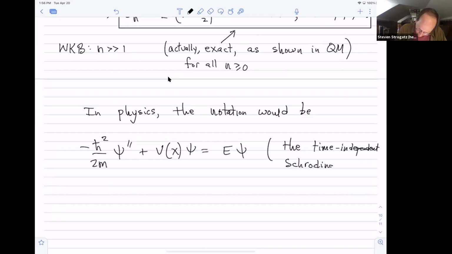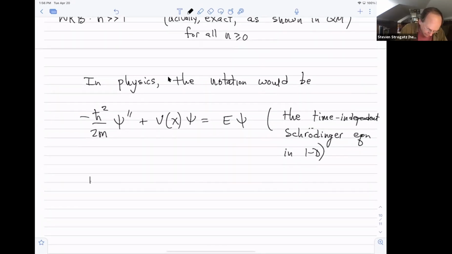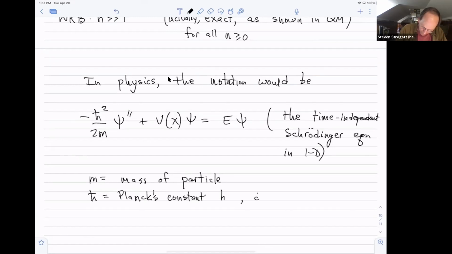In one dimension. And here m is the mass of a particle that we're thinking of being confined to the well. And as I say, h bar is Planck's constant h divided by 2 pi, which turns out to often be a more convenient quantity than h itself.